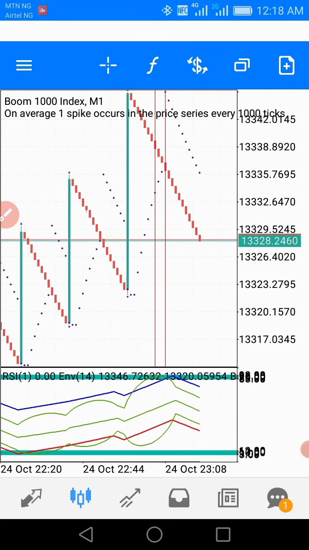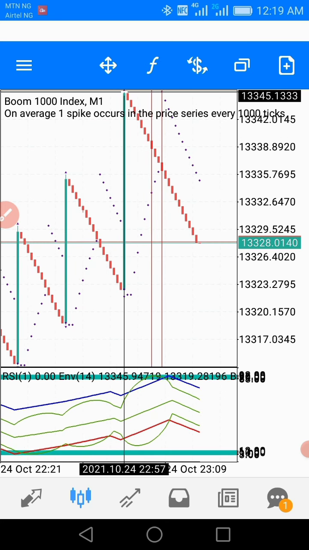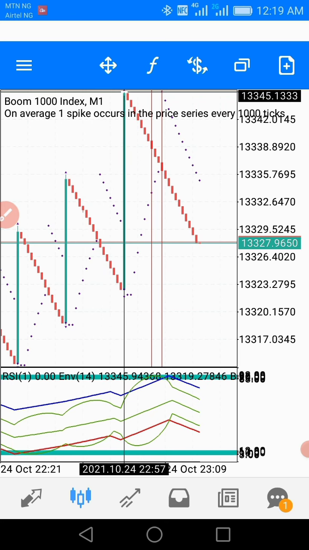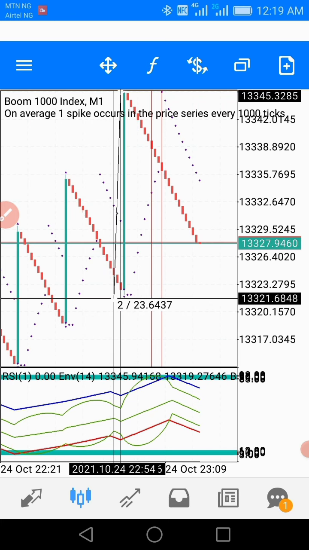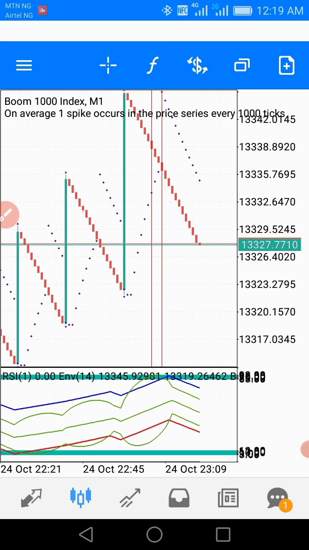Now I was saying that you are going to look out for a spike. Now for Boom, you are considering a spike, and after the spike you are going to calculate the pips made by the spike. If the pips made by the spike is 20 pips and above, just as you can see, this is 23 pips.